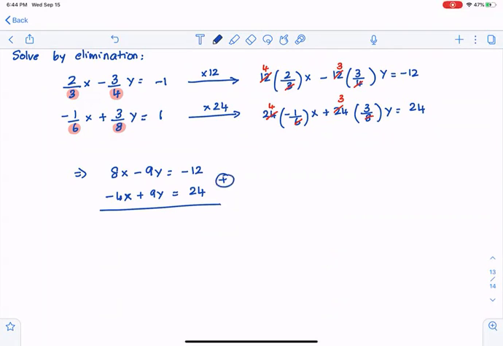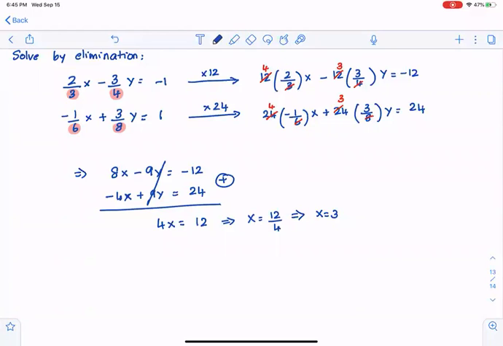I'm going to get rid of y because one has a positive, the other has a negative. So if I add them, it's going to go away. 8x minus 4x is 2x. Bad math there. 8x minus 4x is 4x. Negative 12 plus 24 is positive 12. Divide by 4 on both sides. x would be equal to 12 over 4, which would mean x is 3.